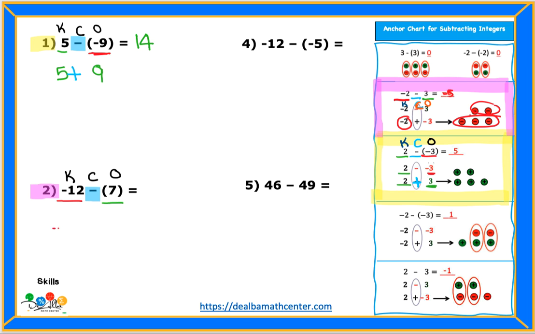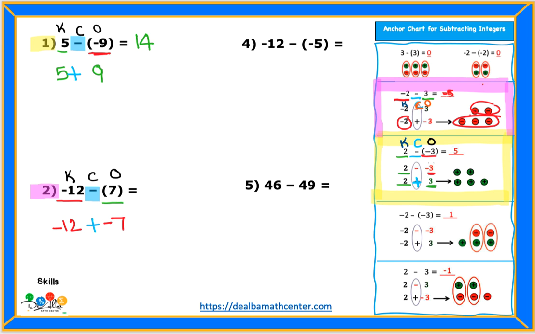So keep the first one, negative 12. Change the subtraction into addition and get the opposite of the second digit. What is the opposite of positive 7? Negative 7. Excellent.